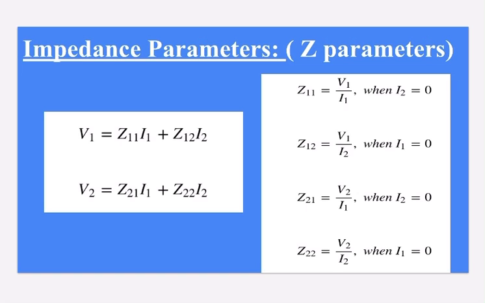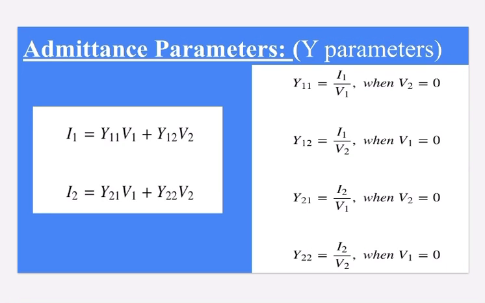Okay, so we can calculate two Z parameters, Z11 and Z21, by open-circuiting port 2. Similarly, we can calculate the other two Z parameters, Z12 and Z22, by open-circuiting port 1. Hence the Z parameters are called open circuit impedance parameters. Okay, so next we have the admittance parameters, which are the Y parameters.